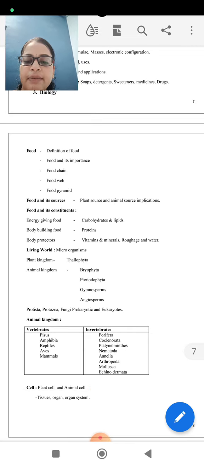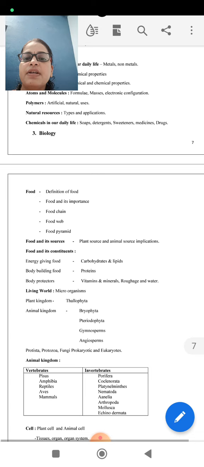The animal kingdom is again classified into vertebrates and invertebrates. We have these types in this chapter. Actually, this is the biggest chapter in biology, and this is important also. And next, another important topic is food. In this food chapter, we have the definition of food and its importance, food chain, food web, food pyramid. We have these topics in the food chapter.